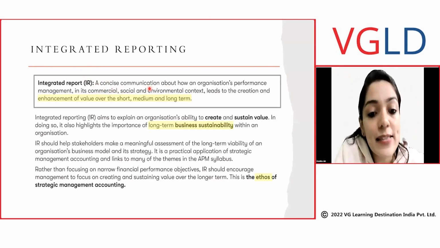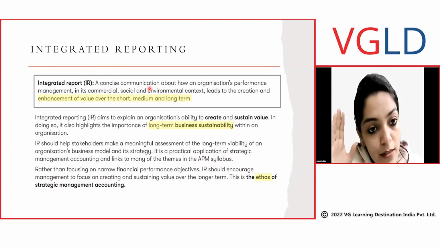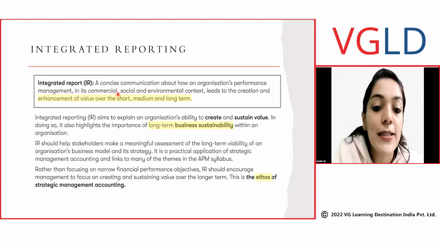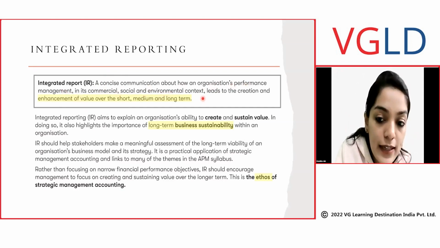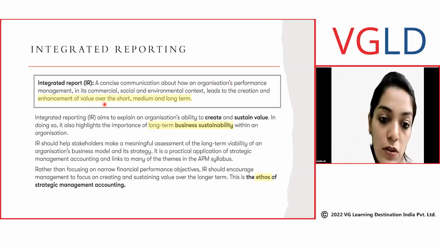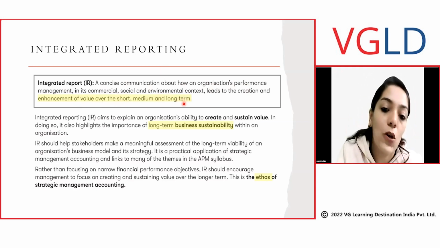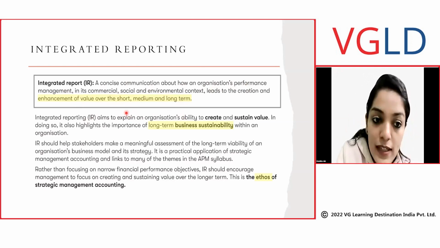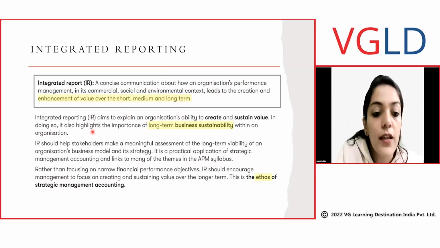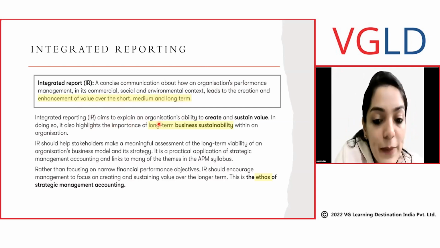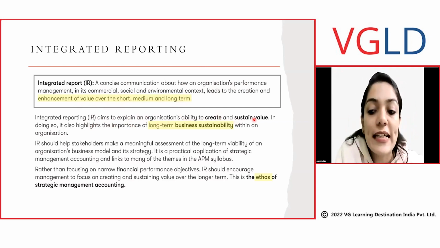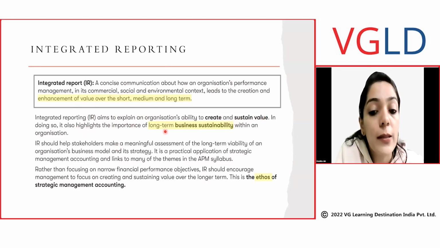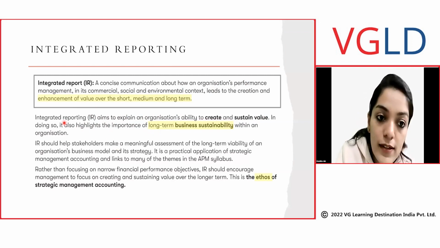So integrated report is a concise communication. You can consider it as a report format which is communicating how an organization's performance management in its commercial, social, and environmental context leads to the creation and enhancement of value over the short, medium, and long term. How are they enhancing value over the short, medium, and long term? That is what integrated report is about. Integrated reporting aims to explain an organization's ability to create and sustain value. In doing so, it also highlights the importance of long-term business sustainability within an organization.